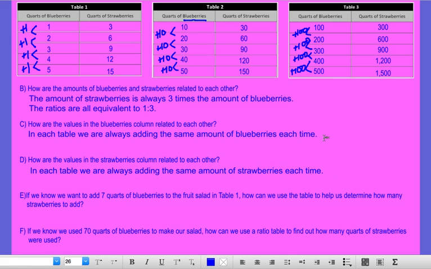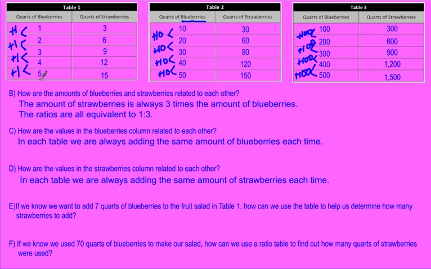Okay, so we have several different ways that we can find those missing values. So for E, if we know we want to add 7 quarts of blueberries to the fruit salad in table 1, how can we use a table to help us determine how many strawberries to add? Okay, well, this is quite simple. What we could do is just add on to our table. So we could make our table a little bit bigger and make it go to 7.